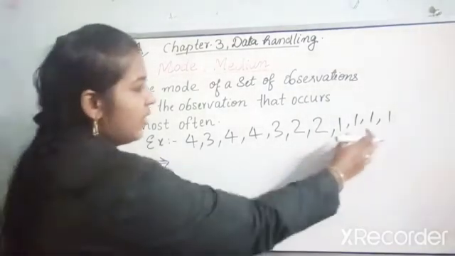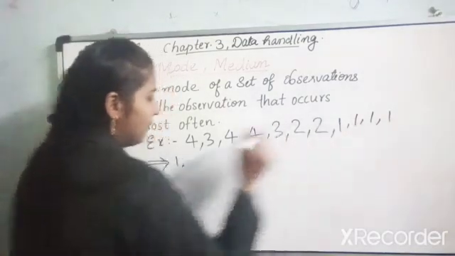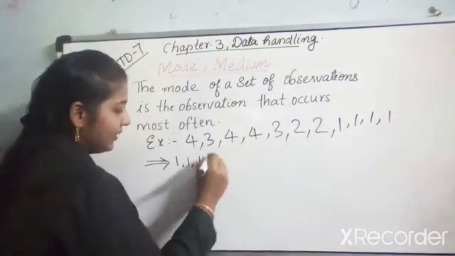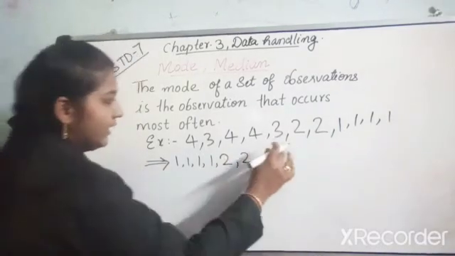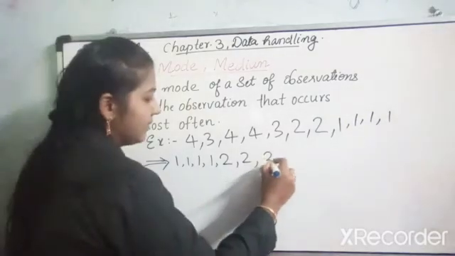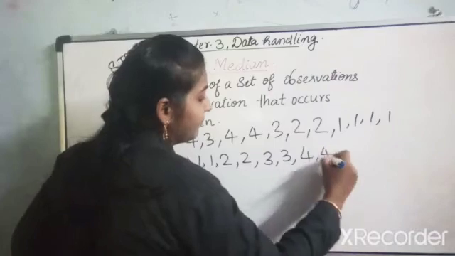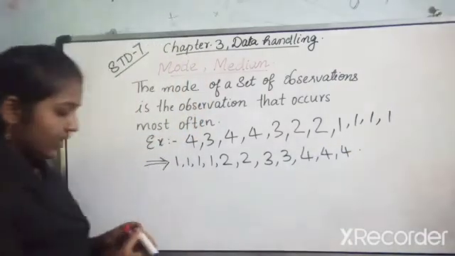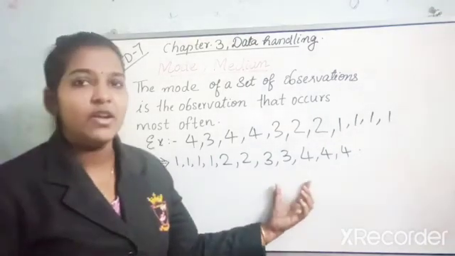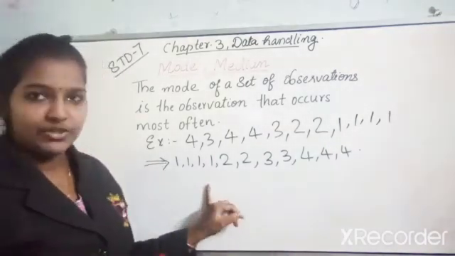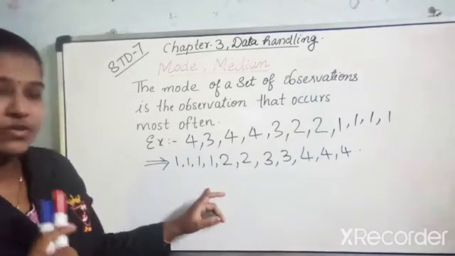Here the smallest number is 1, and how many times is 1 repeating? 1, 2, 3, 4. Then 2, 2 times, then 3, 2 times, then 4, 3 times. So we arranged the observations in ascending order. Now you check, children, which observation is repeating most.